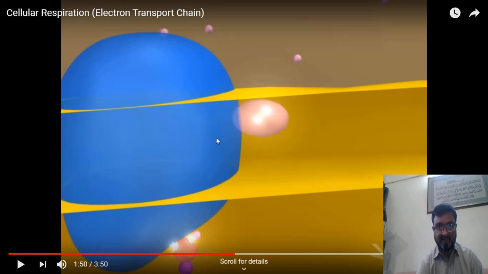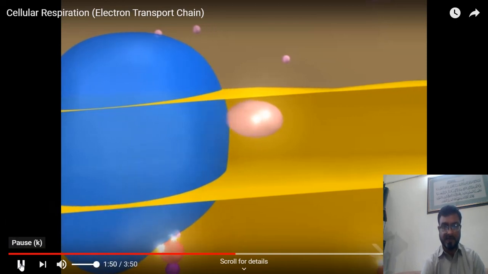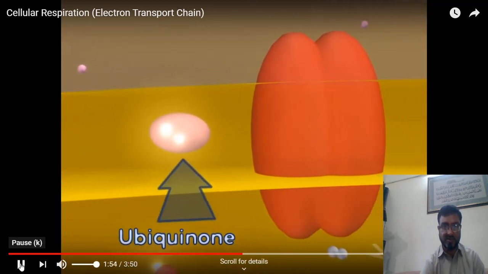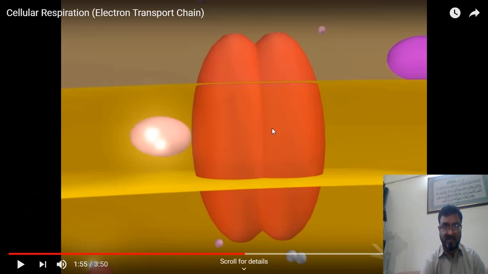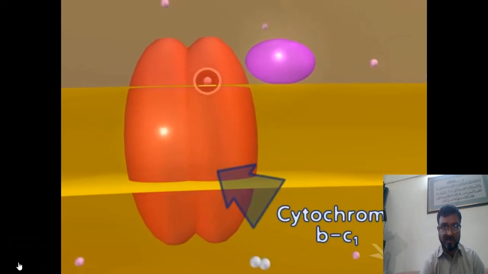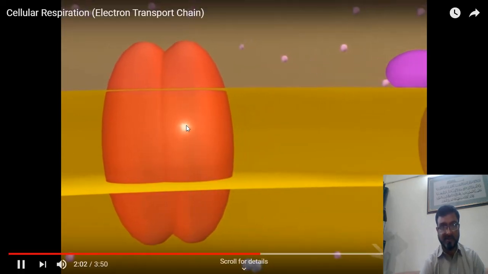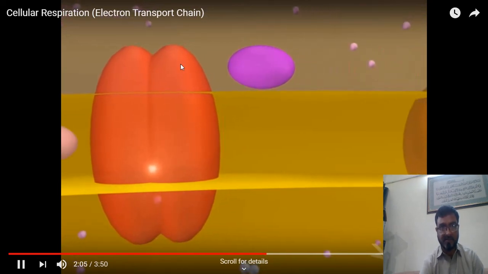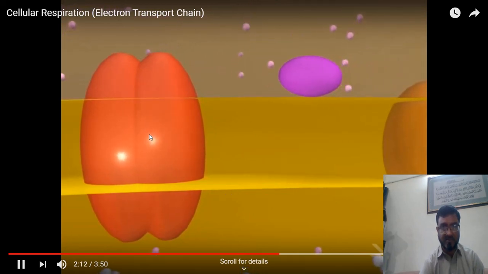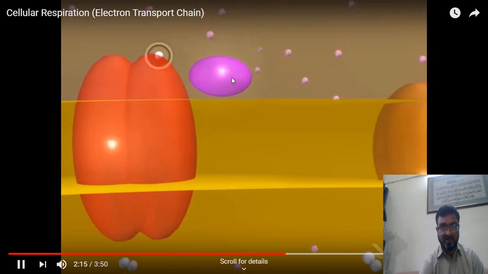So now these high energy electrons are shifted towards the transporters. Next, the two electrons are transferred to ubiquinone. Ubiquinone is called a mobile transfer molecule because it moves the electrons to the cytochrome BC1 complex. Each electron is then passed from the cytochrome BC1 complex to cytochrome C. Cytochrome C accepts each electron one at a time. One hydrogen ion is pumped through the complex as each electron is transferred.